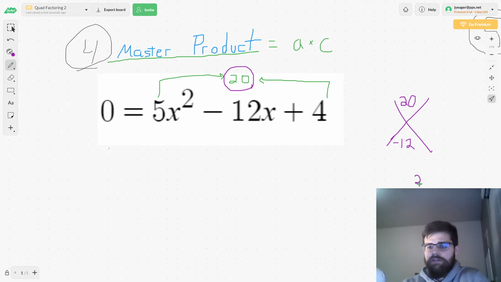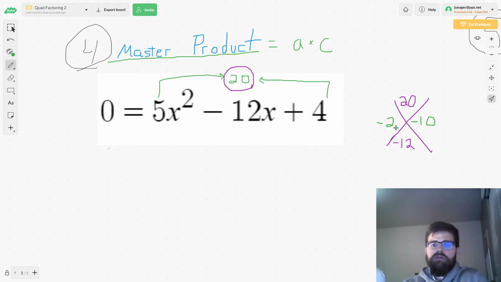Okay, so we're looking for factors of 20 that add up to 12. So we could do 1 times 20, no, 2 times 10. Ooh, that might work. Let's try it out. So 2 and 10. So if I did 2 and 10, we would multiply to get 20, but we're not adding up to -12. Looks like they both need to be negative. -2 times -10 is 20. -2 minus 10 is -12.